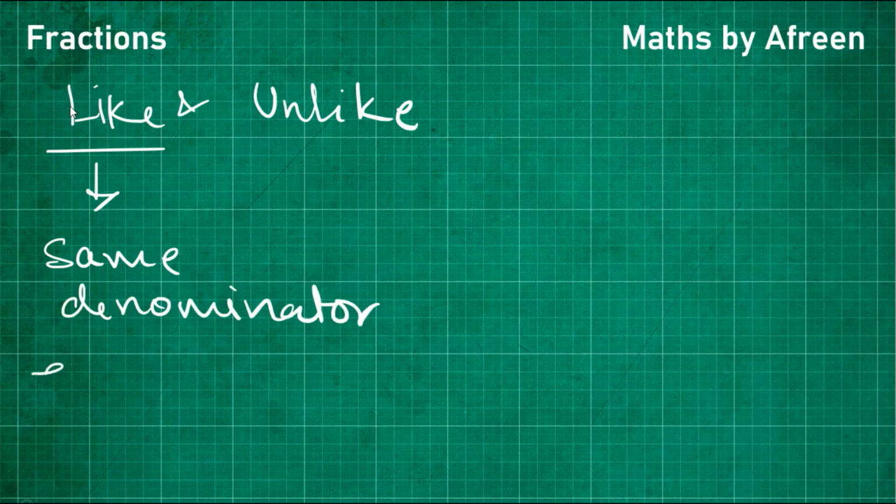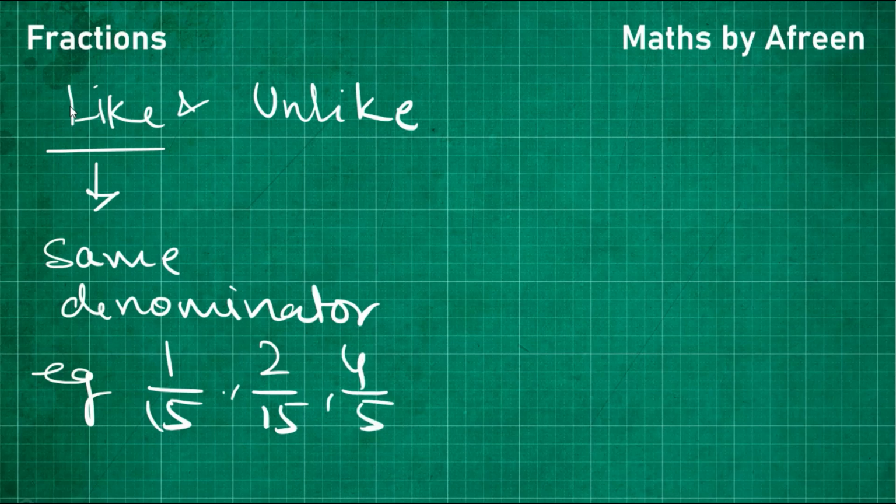For example, 1 by 15, 2 by 15, 4 by 15 and 8 by 15. Here we can easily see that these fractions are having the same denominator.